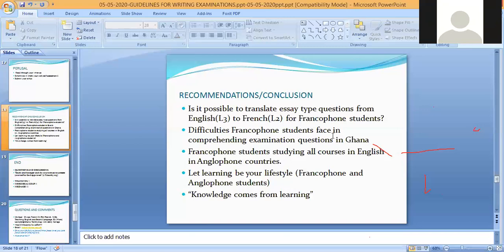Once learning is your lifestyle, you do it every day, just as you eat every day. Don't you eat every day? No. You don't eat every day? We do. Yes. Don't you brush your teeth every day? We do. You know, you brush your teeth every day. You take your bath every day. These are daily activities that everybody does every day.